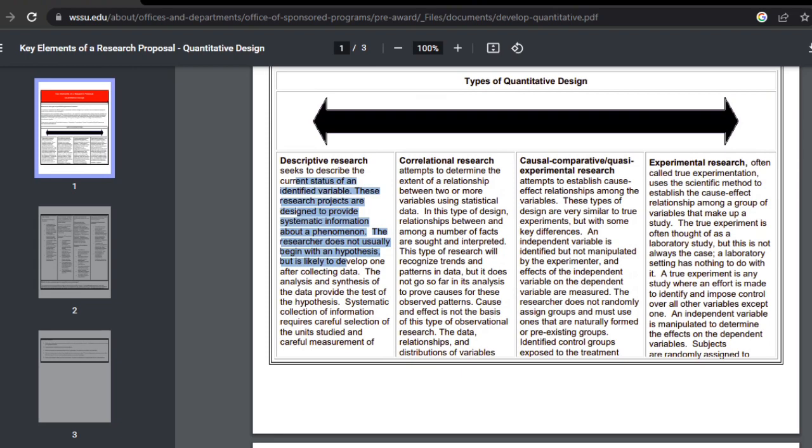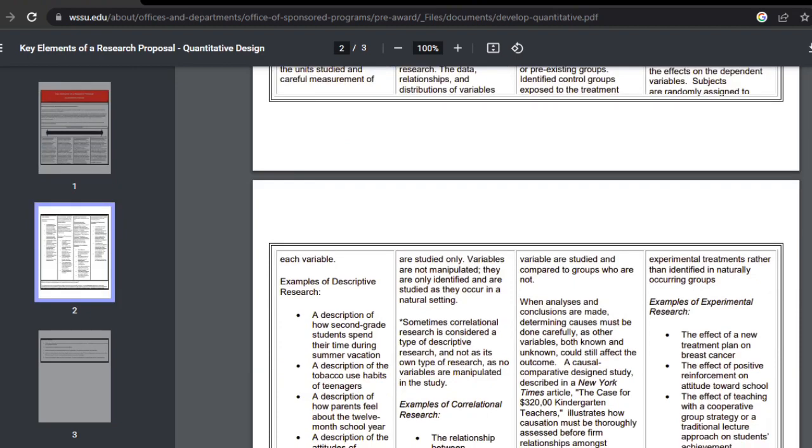The researcher does not usually begin with a hypothesis, but is likely to develop one after collecting data. The analysis and synthesis of the data provide the test of the hypothesis. Systematic collection of information requires careful selection of the units studied and careful measurement of each variable.